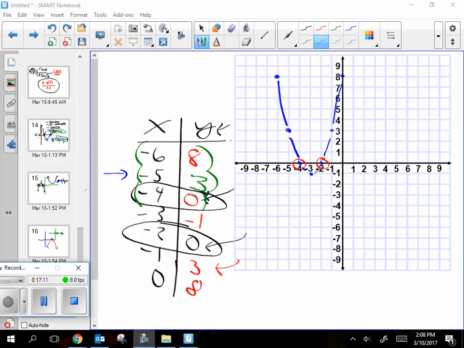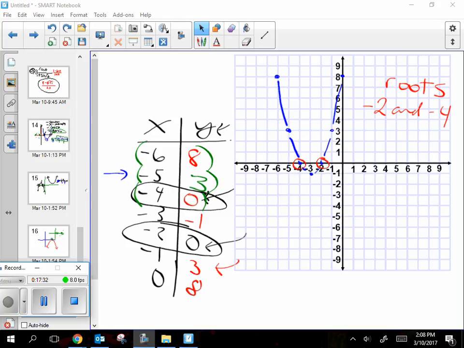Okay, so if all you do is graph them today, you're missing the point. When you're done graphing it, you have to pick which ones were the winners, so to speak. These guys are the winners. So I would say -2 and -4 are my roots. I'm just going to let you use the shortest word for it. It's a lot shorter to write root than x-intercept or solution. Roots are -2 and -4.